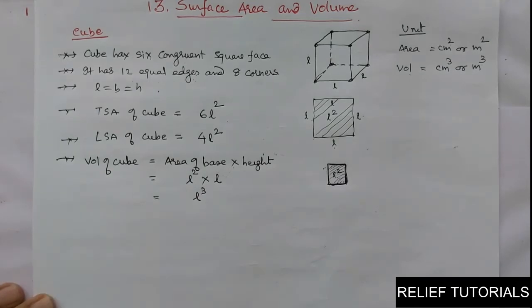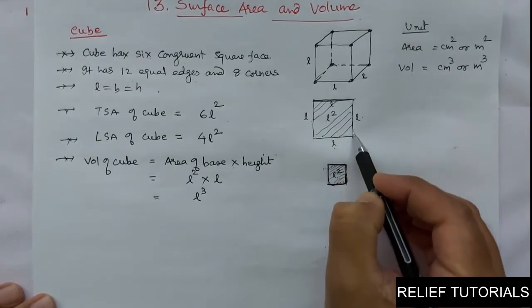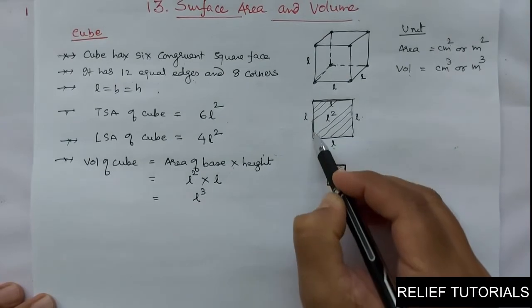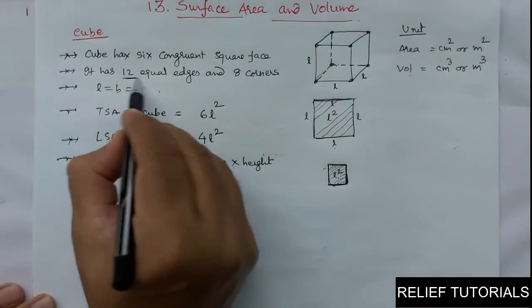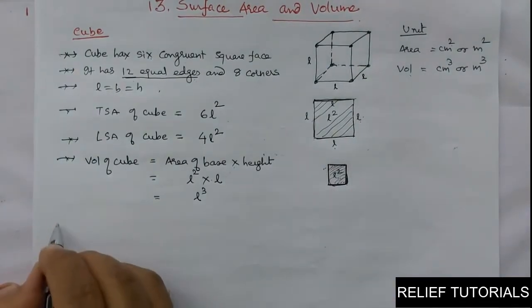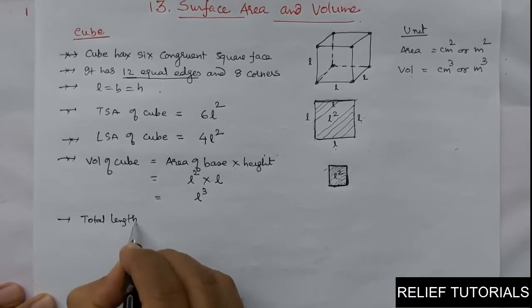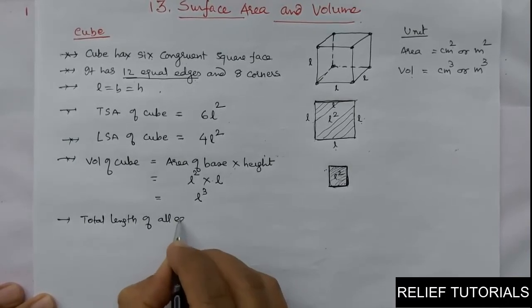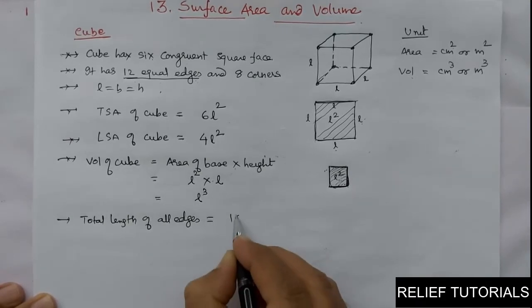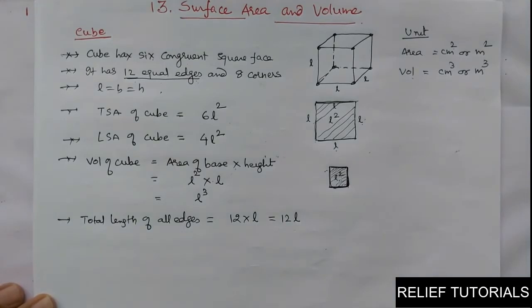Now we'll find cuboid. And one more thing, length of total edge. How many edges does it have? This is called edge. This is also edge. This is also edge. How many edges does it have? It has 12 equal edges, and length of one edge is L. So total length of all edges: it has 12 edges and length of one edge is L, so that is equal to 12L. So total length of all edges is 12L. Clear?